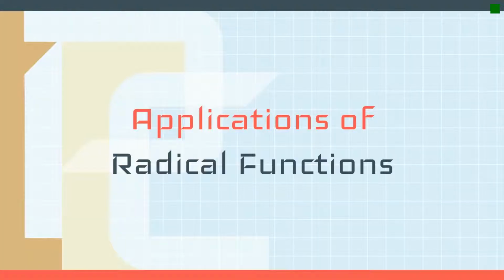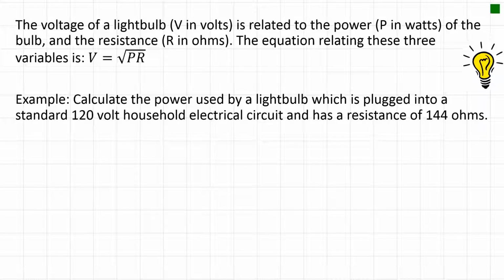Applications of radical functions. The voltage of a light bulb, V in volts, is related to the power, P in watts, of the bulb, and the resistance of the light bulb, R, which is measured in ohms. The equation relating these three variables is V is equal to the square root of PR.